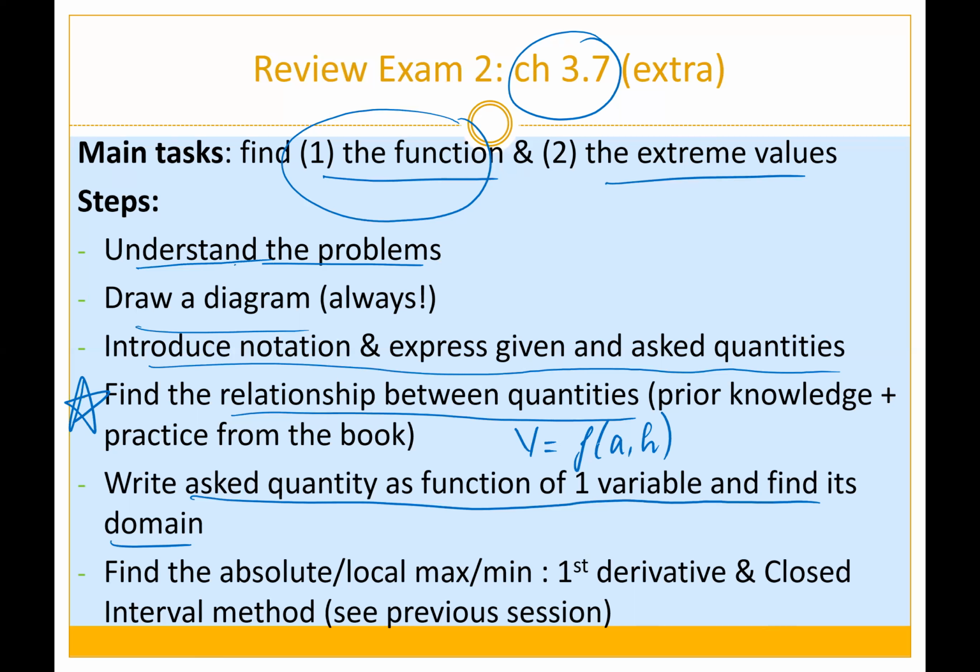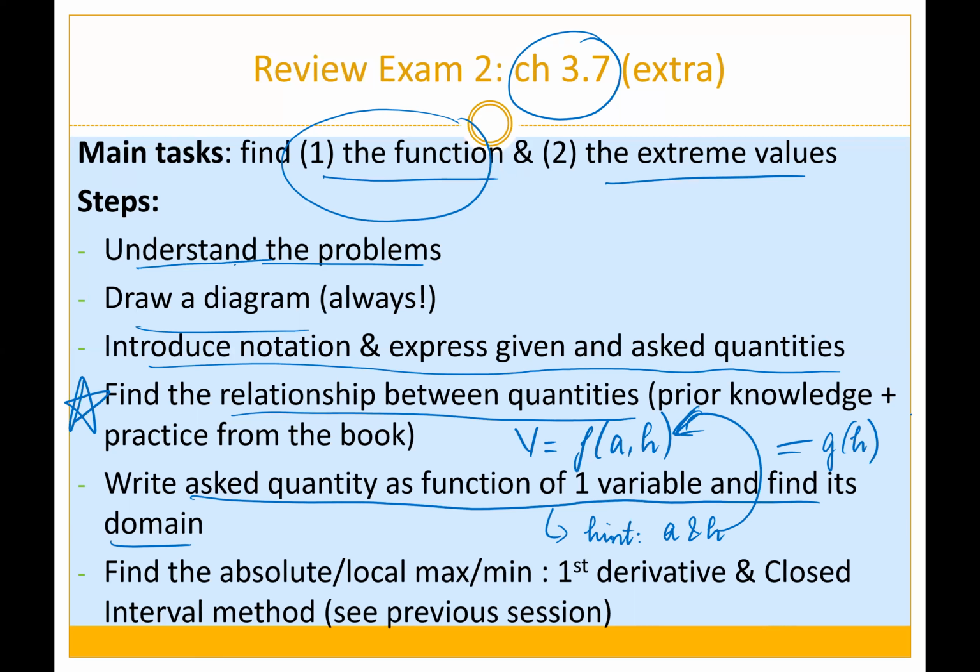Usually in the question, you're going to be given one additional hint where you can link A and H together. This is the way you eliminate one of the variables and put everything in just one variable. After that, you'll have something like a function of H only.